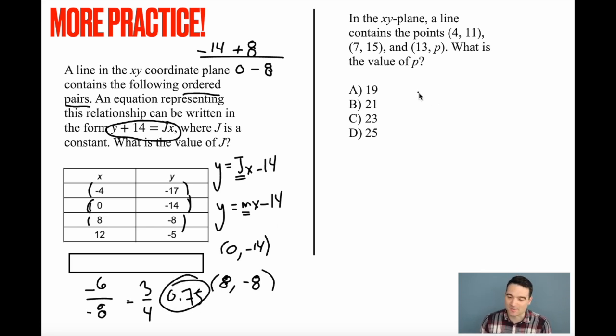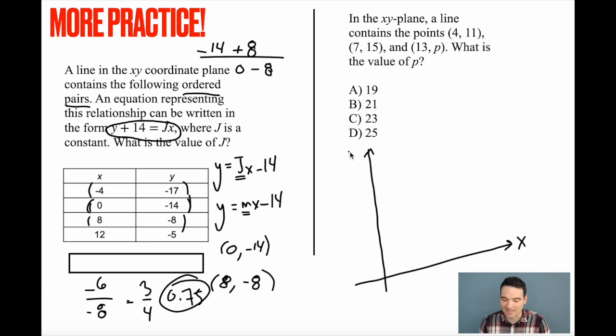All right, let's take a look at this one here. In the xy plane, a line contains the points 4, 11, 7, 15, and 13, p. What is the value of p? So this one I will draw just because I have a little more space. So I'm gonna draw this xy coordinate plane here. Little off, but what are you gonna do, right? A little tilted. XY coordinate plane like that. Sorry for anyone who has vertigo.